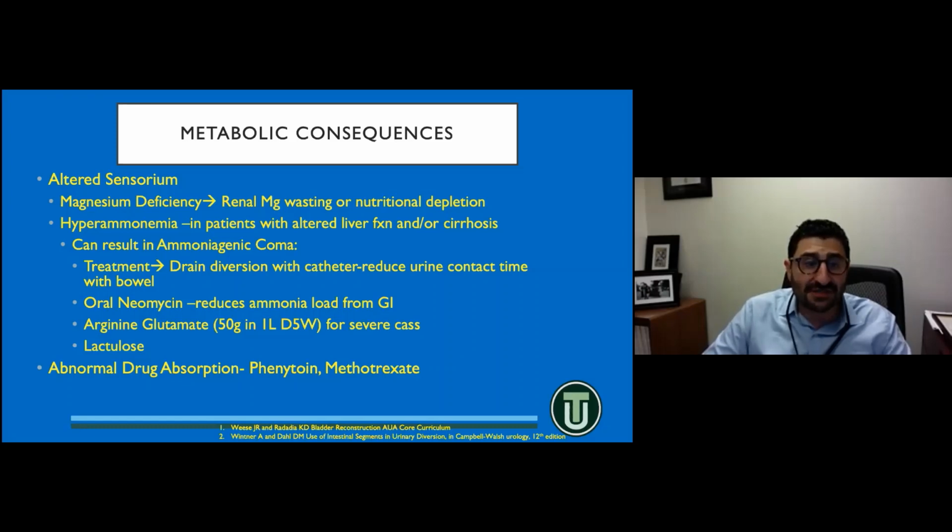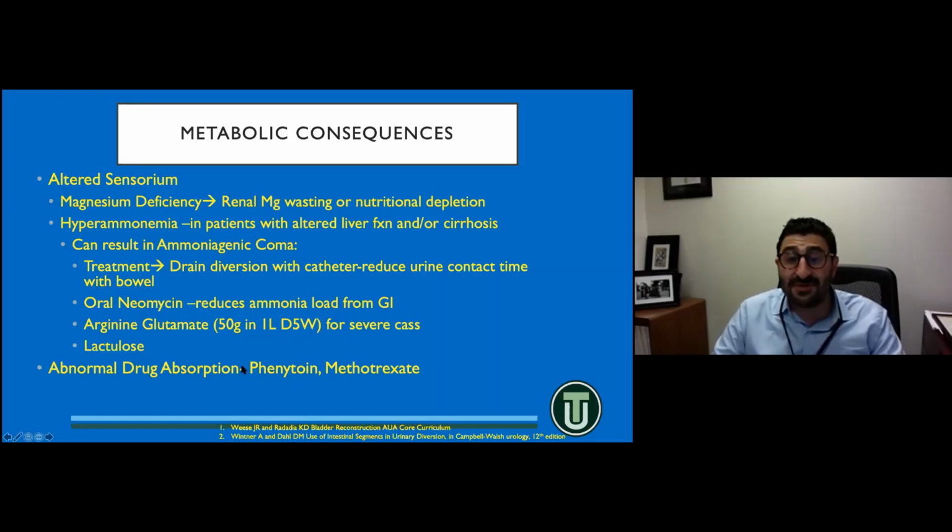ammoniogenic coma. The treatment for this is to drain the diversion with a catheter, reduce the contact time with the urine in the bowel. Can use oral neomycin, arginine glutamate for severe cases, or lactulose. Also recognize that the bowel can reabsorb phenytoin and methotrexate, so you may need to adjust the dosing of these medications in patients with urinary diversions.